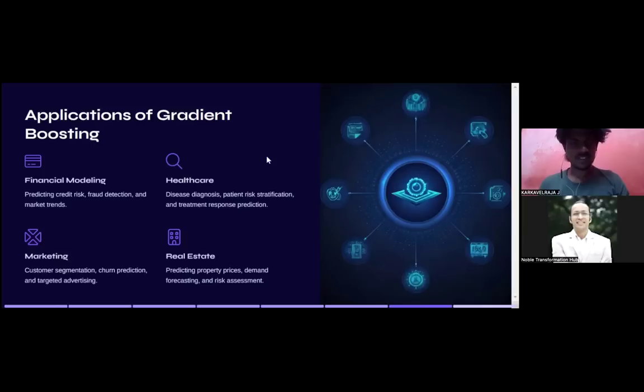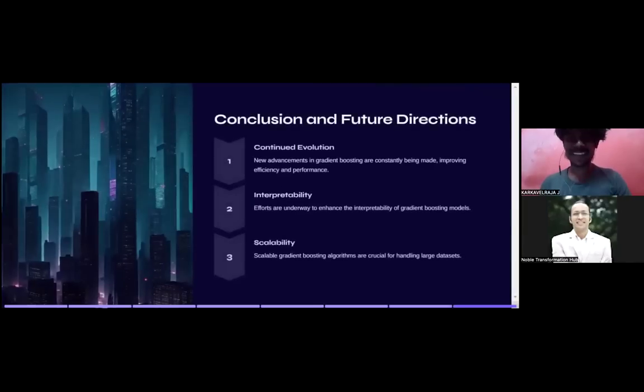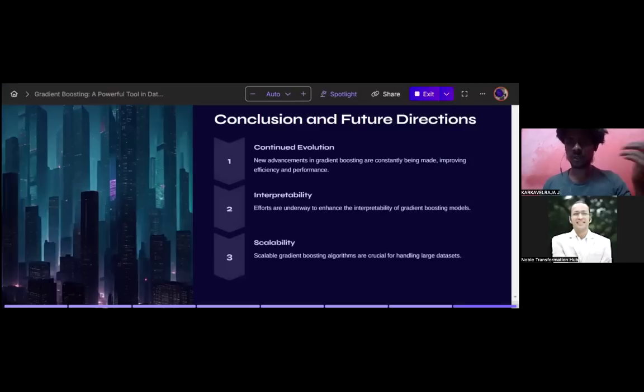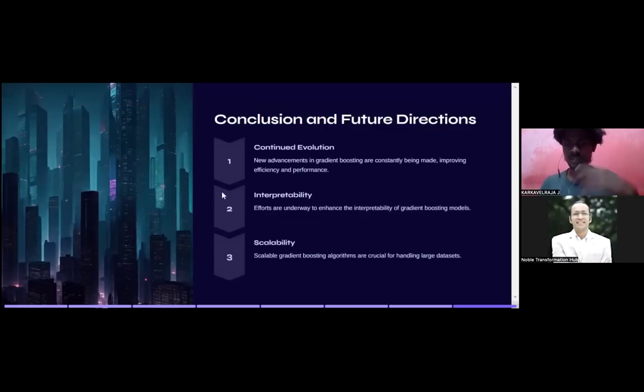Yeah, sure, sir. So moving on, let's conclude this. Conclusion and future directions. Continued evolution: new advancements in gradient boosting are constantly being made, improving efficiency and performance. I don't know how many of you know the package called scikit-learn, where you can find which models it has fine-tuned and what new advancements they made. In a similar manner, we can create a kind of storage for storing these things. So for evolution, there are new advancements constantly being made in boosting, improving efficiency and performance.